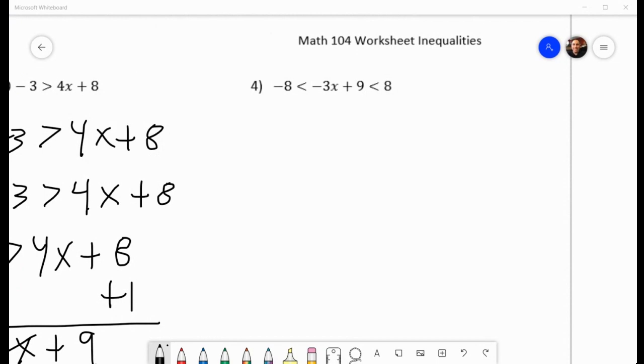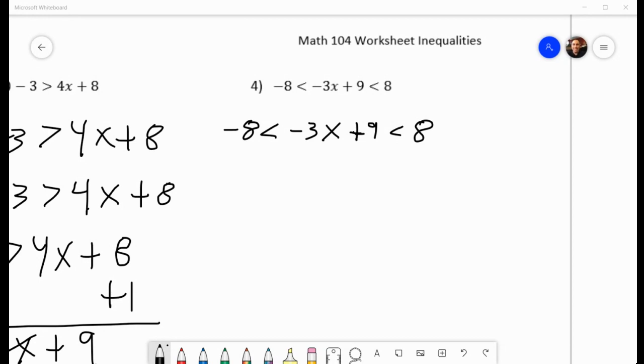So now what we're going to do is this. We have this compound inequality to do. We have -3 times x plus 9, less than 8, greater than -8. There we go. Good. So we have this to solve. And again, you want to get x all alone in the middle. So in other words, you're going to have x greater than something and less than something. So how do we do that?